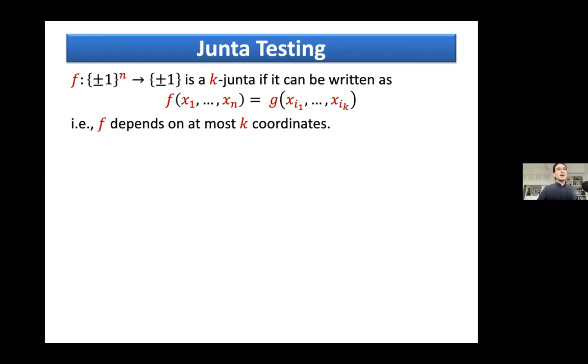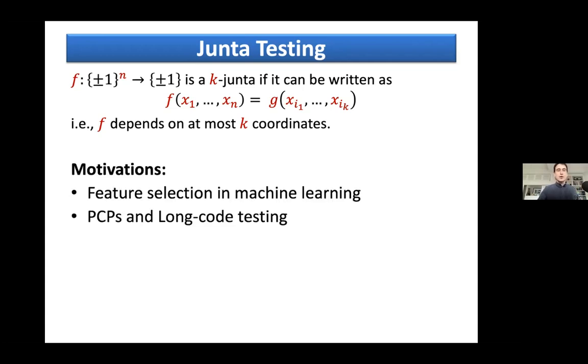And why is it a natural and useful notion? Well, it comes out very naturally when we think about feature selection in machine learning. If we think about some function and we see a lot of attributes, in many cases most of these attributes would not affect the result of the function, and we really want to identify the important features that matter. So this is a widely useful notion in machine learning. And it was also motivated by PCPs and works on long code testing.